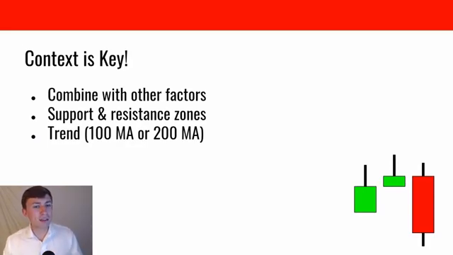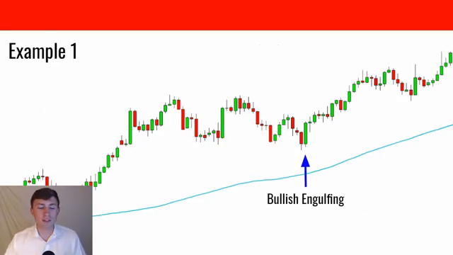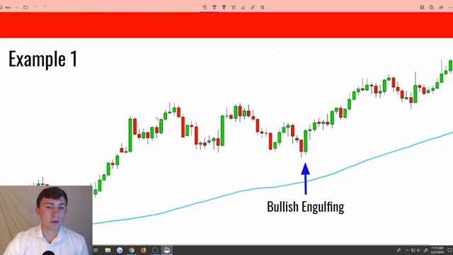So we can combine things with support and resistance, or a trend using a moving average, right? If price is above the 200 moving average, maybe you buy. And if the price is below the 200-day moving average, you look for sells only. So let's get into some quick examples here about candlestick patterns and how to combine them with some other factors. So example number 1 is going to be a bullish engulfing candlestick pattern example.